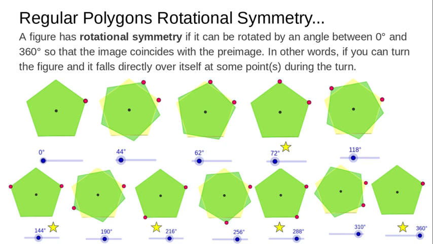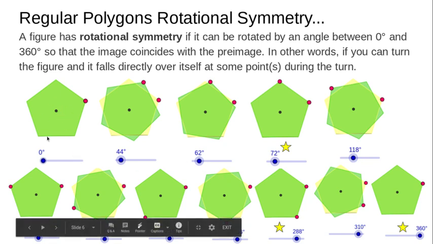Okay, now that's kind of wordy. So in other words, if you turn the figure, it will fall directly on top of itself at some point, or maybe several points, during the course of that turn. So I had a website where I could play with something and show it at each of these different angle measures, and I could go all the way around the whole 360. So I just picked some to stop at.